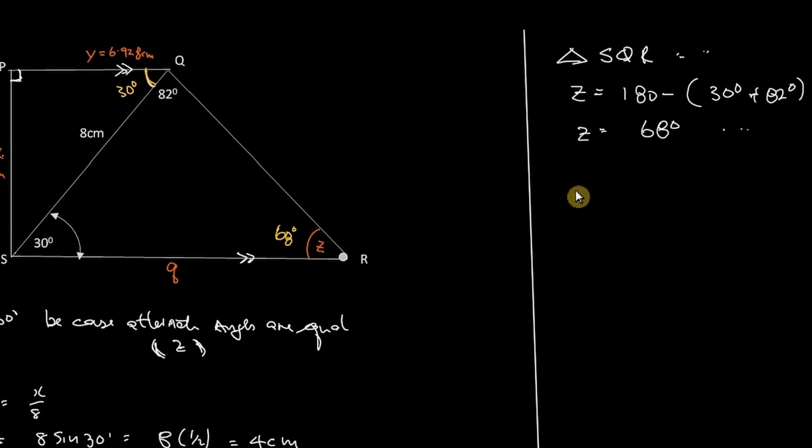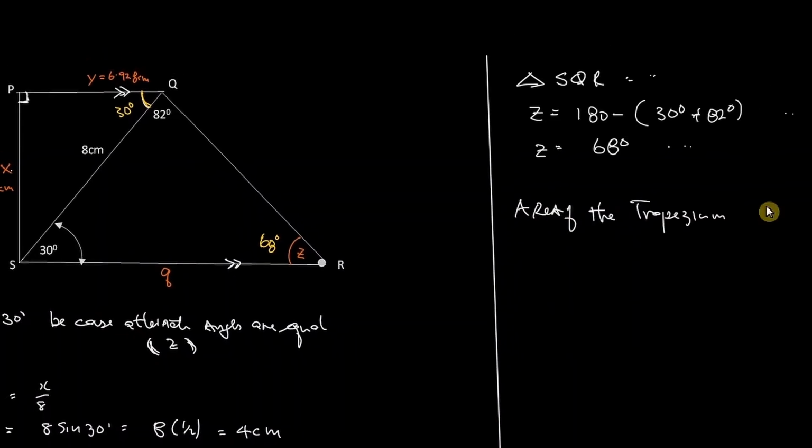Finally, we need to find the area of this trapezium. So let's just note that we need to find the area of the trapezium PQRS. We know that the area of a trapezium is equal to half the sum of the parallel sides, so it's equal to half of y plus q, multiplied by the vertical distance between, and that would be x. We have already found x and y. So let's go ahead to find q. We will need q in order to find the area of this trapezium.